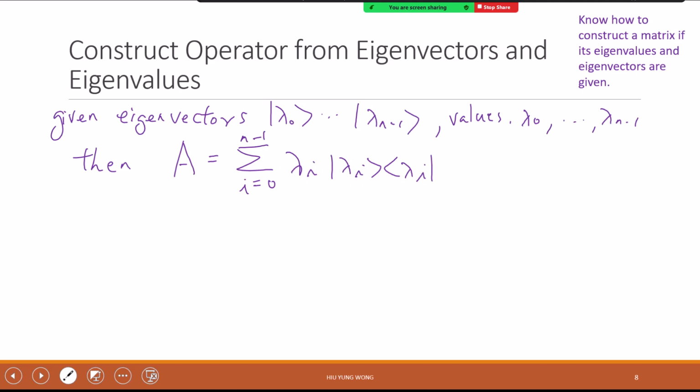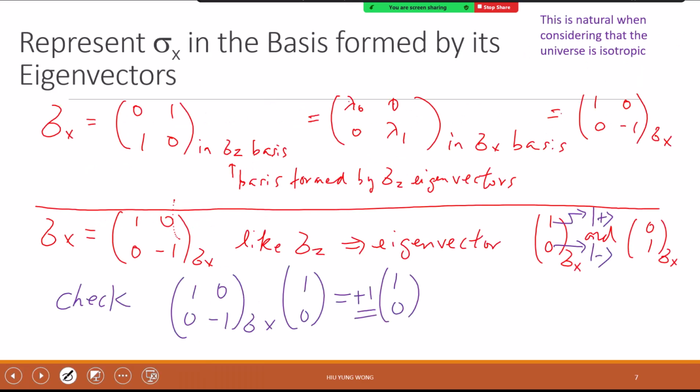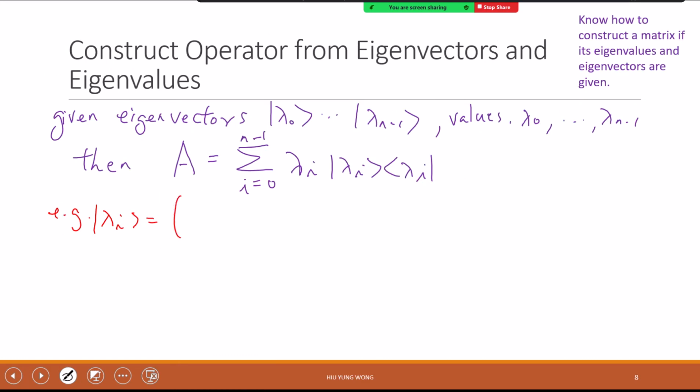And here, maybe some of you forgot what it means. Just for example, what is the meaning of outer product? For example, lambda i may be equal to 1, 0. Then what is the outer product of this one? Actually, this is a very important matrix in the future, right? Again, outer product is the ket times the bra. The bra needs to be transposed and then take the complex conjugate, but they are real, so they are the same.